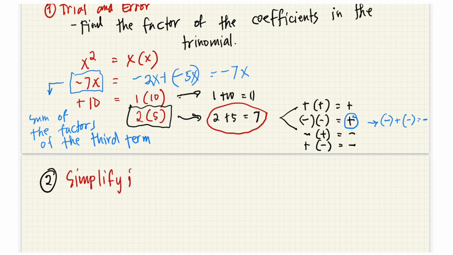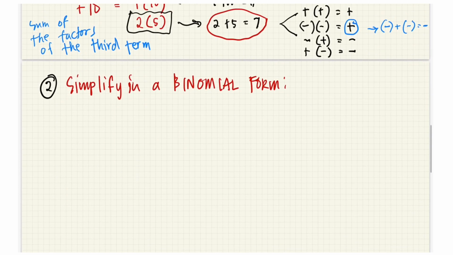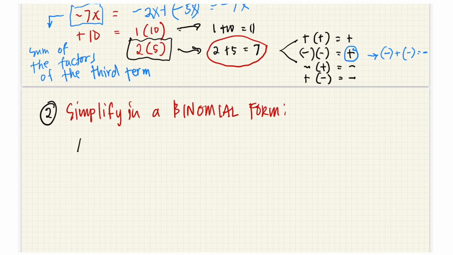So therefore, if we're going to look for the factor now, for the second step, we simplify in binomial form. So if you have x squared, which is equal to x times x, so therefore we are going to write here x times x.